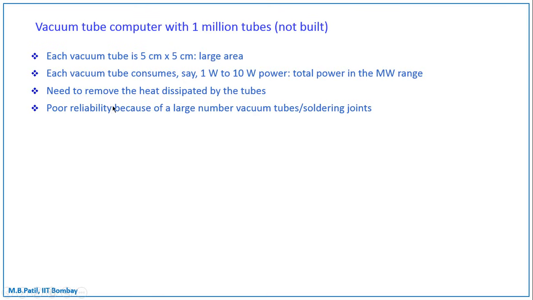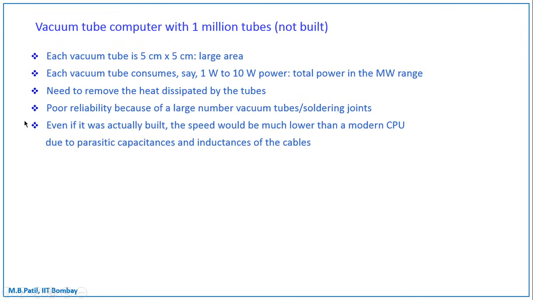The next issue is reliability. This kind of computer will have very poor reliability because it has a very large number of vacuum tubes and soldering joints. And what it means is that this computer is going to require very frequent maintenance, because every half an hour or 1 hour some tube or soldering joint is going to go bad, and that will need to be fixed. And finally, even if it was actually built, the speed would be much lower than a modern CPU because of parasitic capacitances and inductances of the cables that we're going to use for the connections.